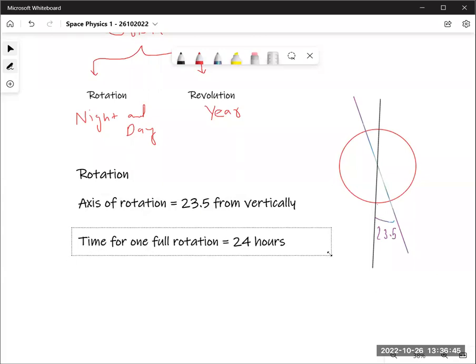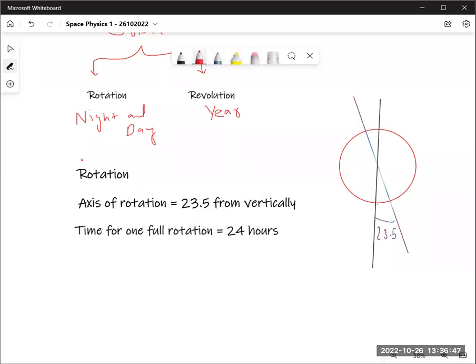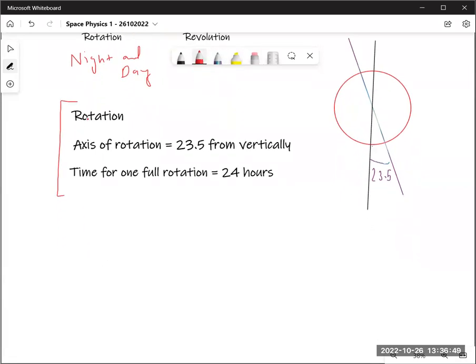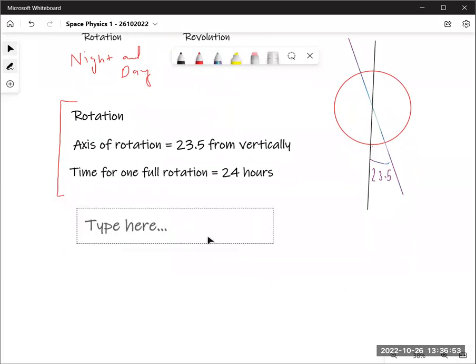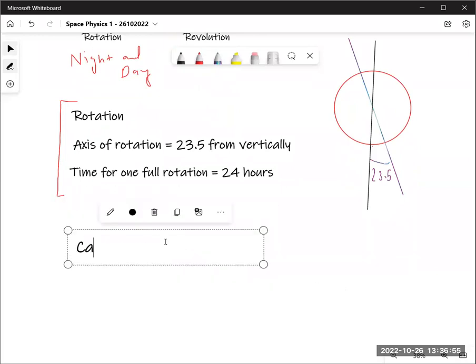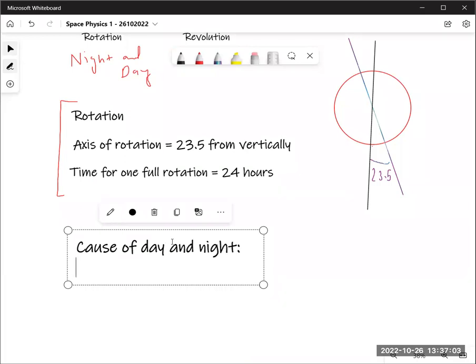Neha, any questions? Now, Neha, I want you to read from here then. Quick. Okay. Axis of rotation is equal to 23.5 from vertically. Time for one full rotation is 24 hours. Now, what causes day and night, right?